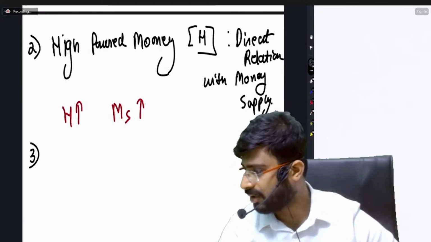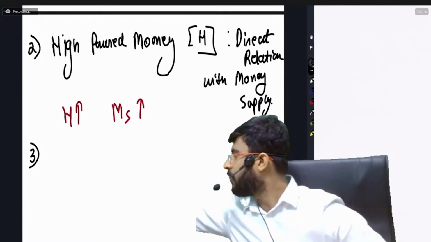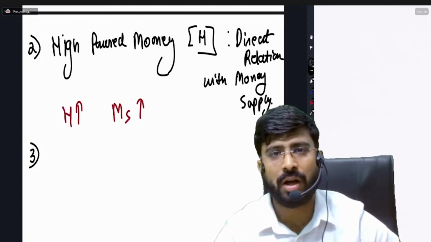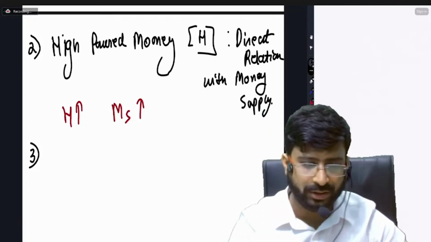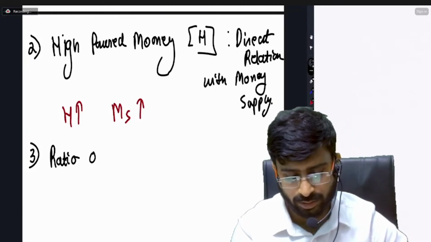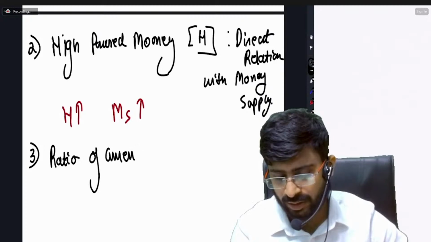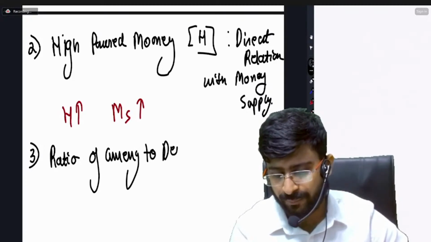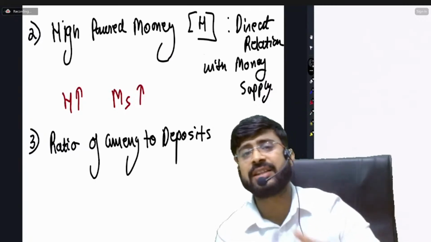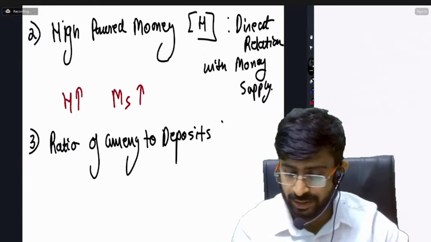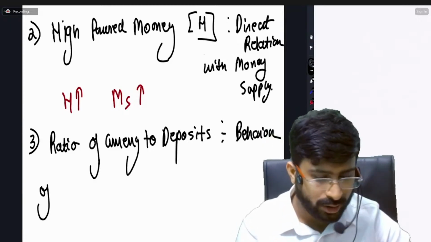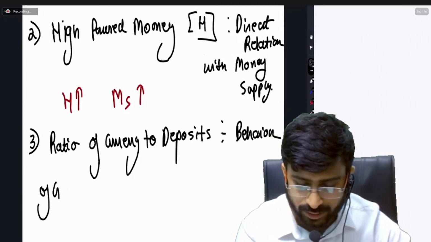Third thing, finally, everybody, is the ratio of currency to deposits. What does it mean, sir? It means what part of the total deposits of people is held in the form of currency. It shows the behavior of the general public.